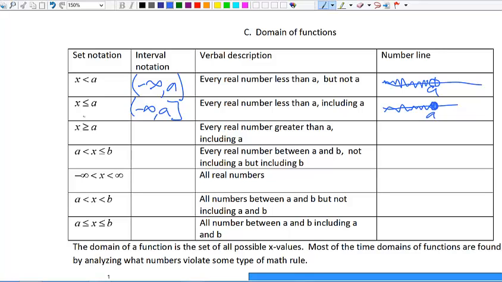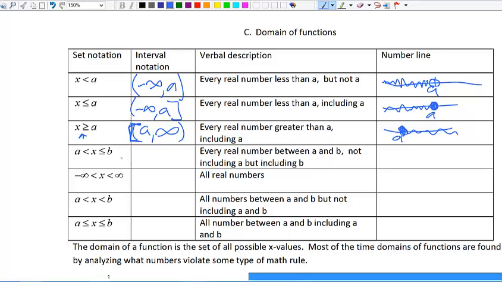Okay. And then we're going to flip directions. So anything greater than or equal to a, which means we start at a, and we're going to include it. We include it because of that little underlined symbol right there. And this time we're going to go all the way up to infinity. So on a number line, we would start at a, closed point, and then shade everything bigger than it. Okay.